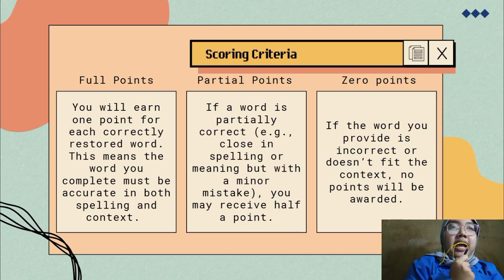The scoring criteria. There are 3 criteria: full point, partial point, and 0 point. Full points if the student can complete accurately in both spelling and context. Partial points if a word is partially correct, for example close in spelling or meaning but with a minor mistake, so the student may receive half a point. 0 point if the word the student provides is incorrect or doesn't fit the context. No points will be awarded.